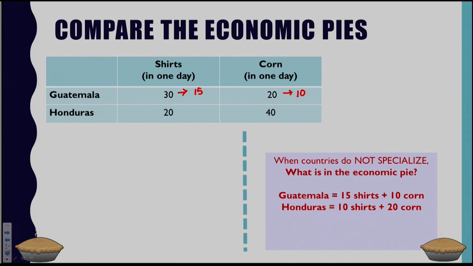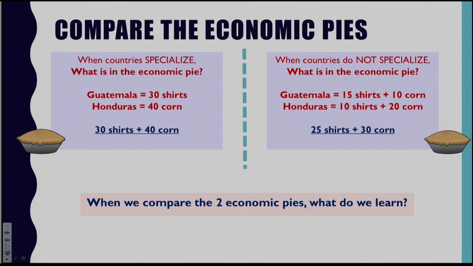Honduras can produce 10 shirts and 20 corn. Again, where did I get that? Well, in one day, Honduras can produce 20 shirts. Spending half a day, they can do 10. In one day, they can produce 40 corn, but in half a day, they can produce 20. All right? So again, that's really easy. Don't make that any harder than it is. When I add these together, I get 25 shirts and 30 corn. So make sure you're getting the right answers. Okay? So there we go.